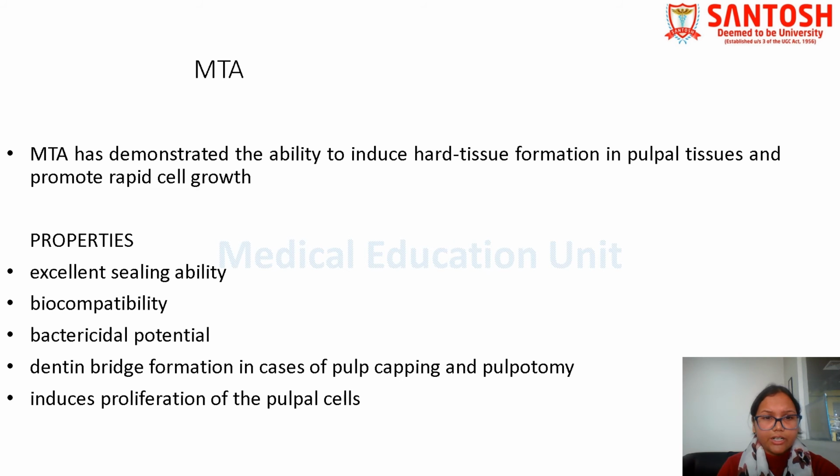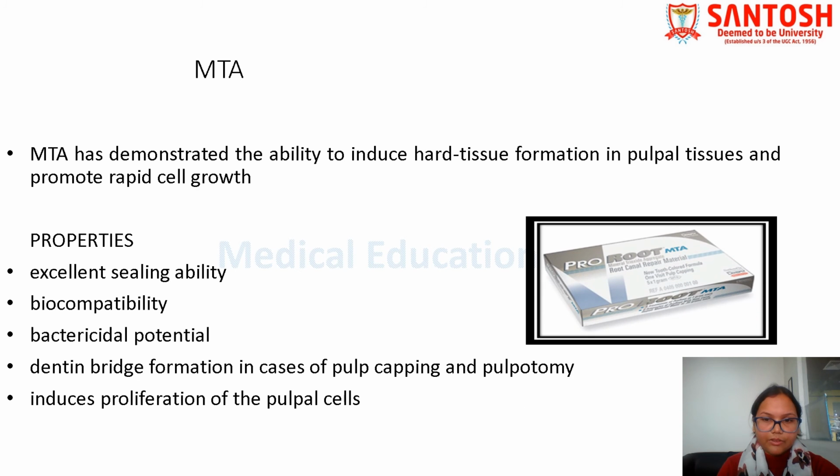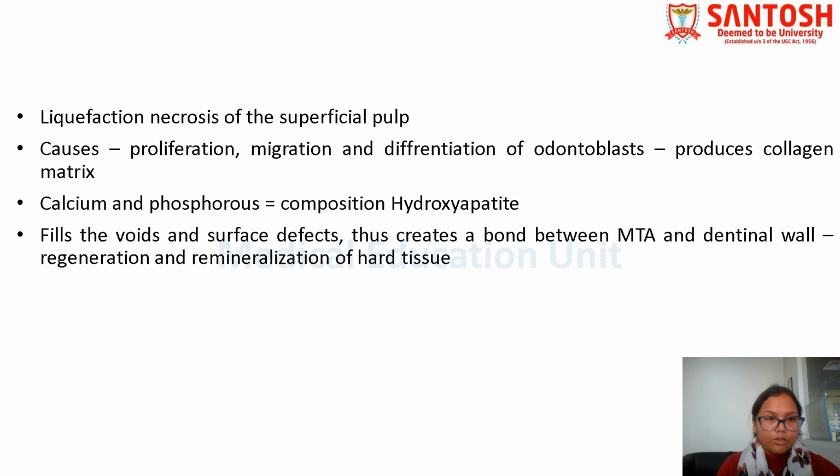It has demonstrated the ability to induce hard tissue formation in the pulpal tissue and promote rapid cell growth. It has the property of excellent sealing ability, biocompatibility, and bactericidal potential. It forms a dentine bridge in cases of pulp capping and pulpotomy, and induces proliferation of the pulpal cells. It also causes liquefaction necrosis of the superficial pulp. It causes proliferation, migration, and differentiation of odontoblasts, which produce collagen matrix.